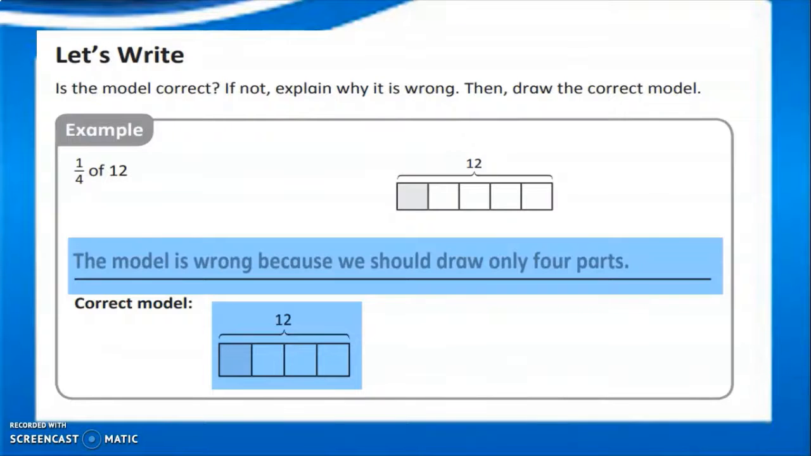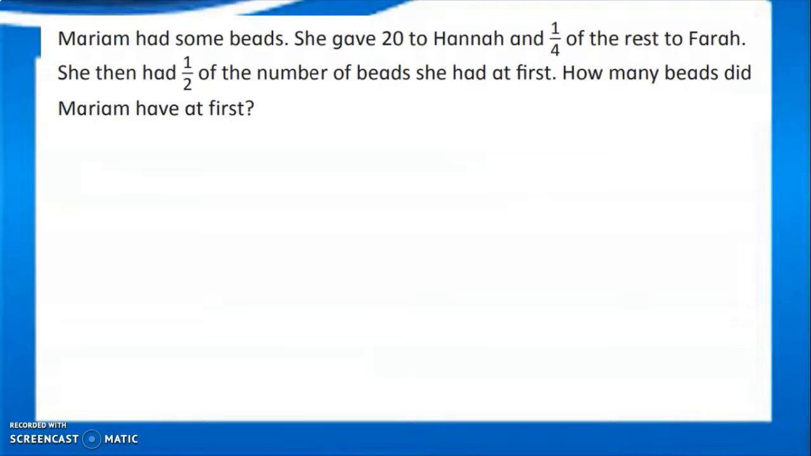And on page 93, number 2, take a look at the word problem. Mariam had some beads. She gave 20 to Hannah and 1/4 of the rest to Farah. She then had 1/2 of the number of beads she had at first. How many beads did Mariam have at first? So we need to have first the important information. So we have 20, 1/4, and 1/2.